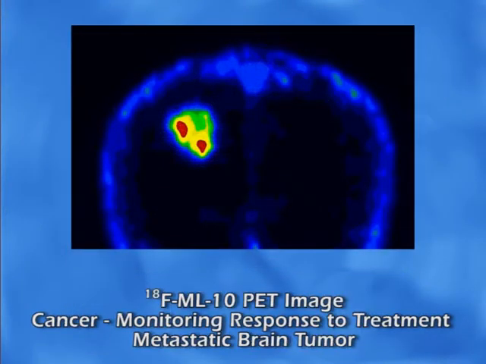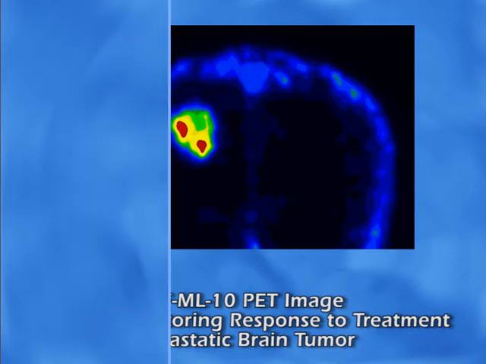In cancer, ML-10 allows tracking the actual biological effect of anti-cancer therapy, as shown in this image of a brain tumor, where the red and yellow regions show increased apoptosis levels in the tumor following radiation therapy.